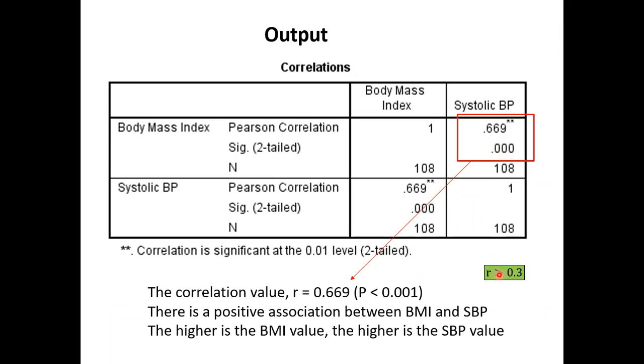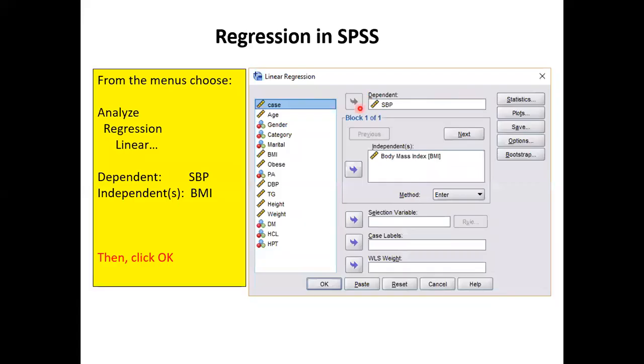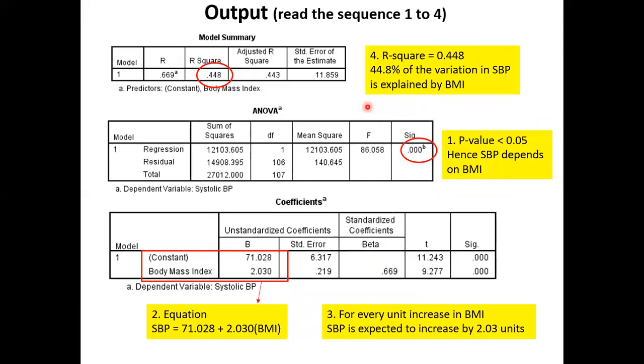The next question is, can you prove that BP depends on BMI? Supposing biologically there is some reason that BMI or the weight increases BP, then you go into regression. In regression, there are many tables. I selected three tables. First, look at the ANOVA table to answer that objective. P less than 0.05, we say yes.